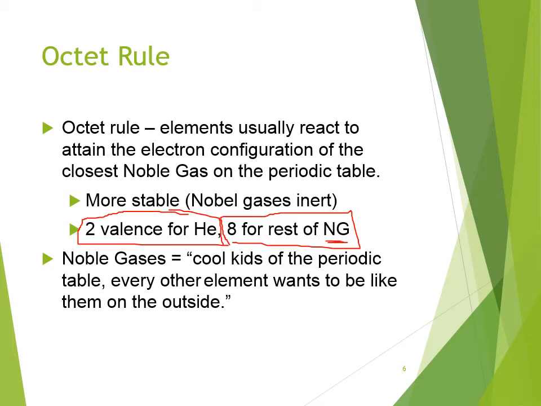And when we talked about noble gases, we said that they were stable, they were inert, they were unreactive. This is because they have a full outer shell, a full valence shell, 8 electrons in their shell. They don't want any more, and they don't want to give any up. They're happy. So all the other elements on the periodic table, their goal is to be happy just like the noble gases.